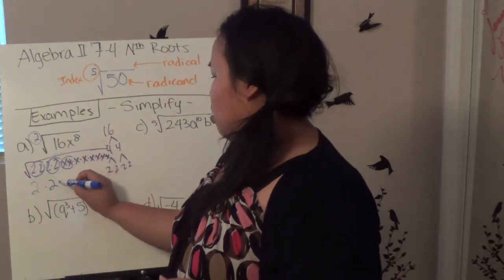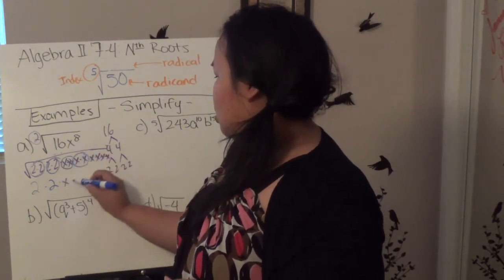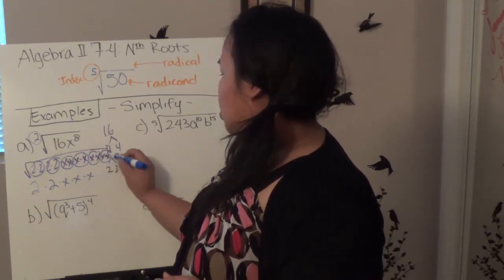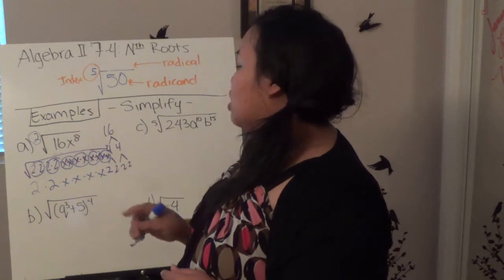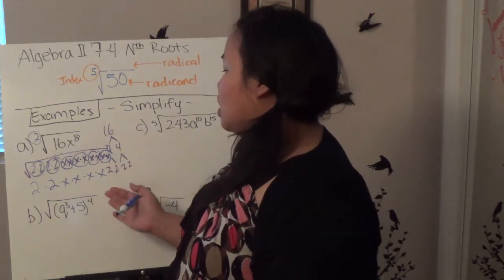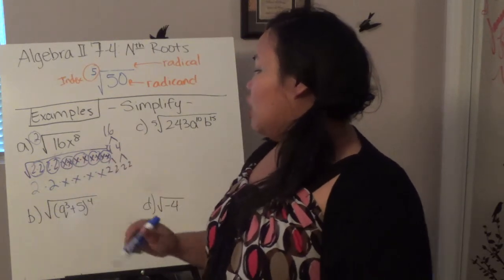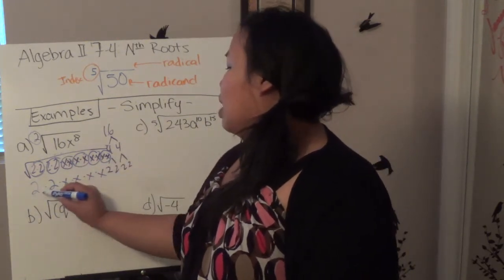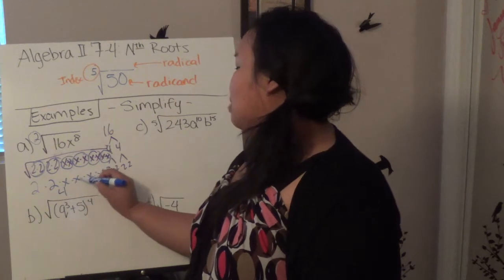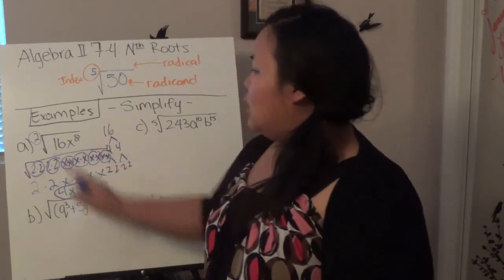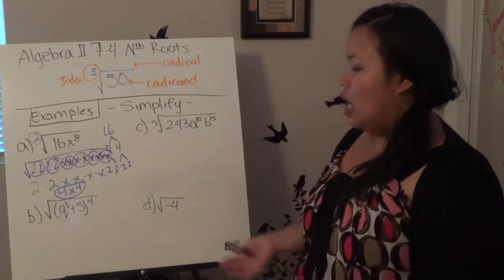Here's 2 more. Here's 2. Here's 2. Here's 2. If there is anything left over and there's no set, then they're left in the radical. But in this case, there's nothing else left over. I've circled everything, so then I just multiply everything out. This is 2 times 2 is 4. X times x times x times x is x to the 4th. So again, this on the outside tells me how much I can take.